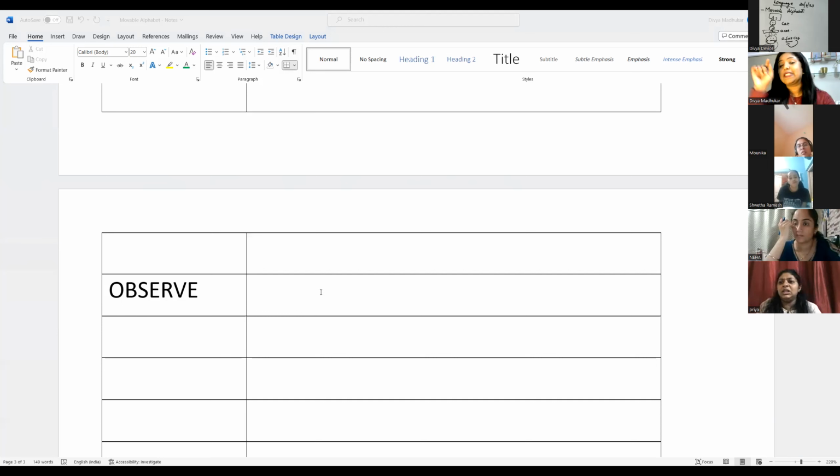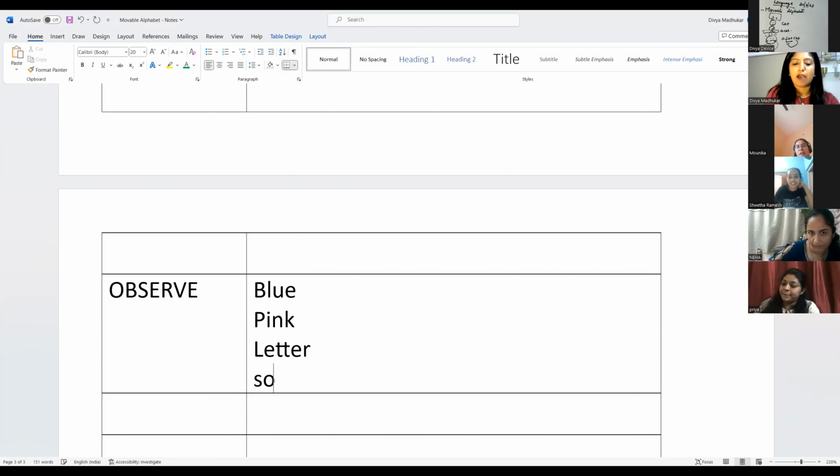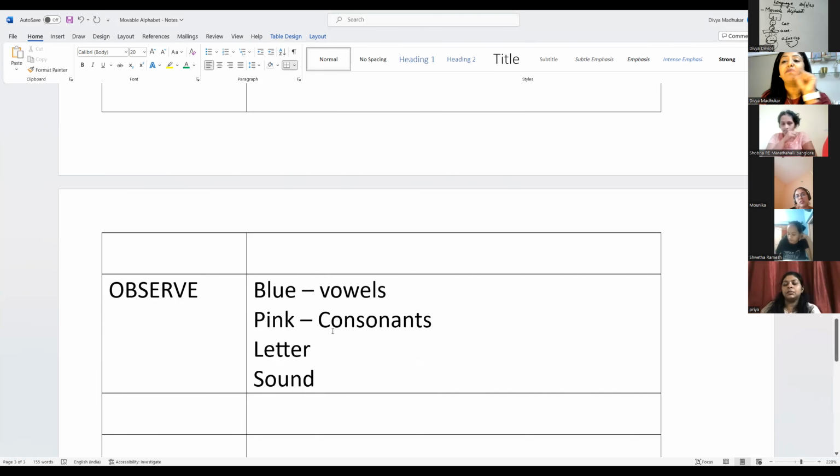Now, what would you see as soon as you give this? What all can children say? Ma'am, this is blue color. Ma'am, this is pink color. Ma'am, I can see the letter. Ma'am, I know the sound of this particular letter. And they start taking it out, right? So that is when, as a teacher, you would say, children, vowels are all in blue color. Did you notice that? Children, consonants are in pink color. Did you notice that? This is something that you will start observing.